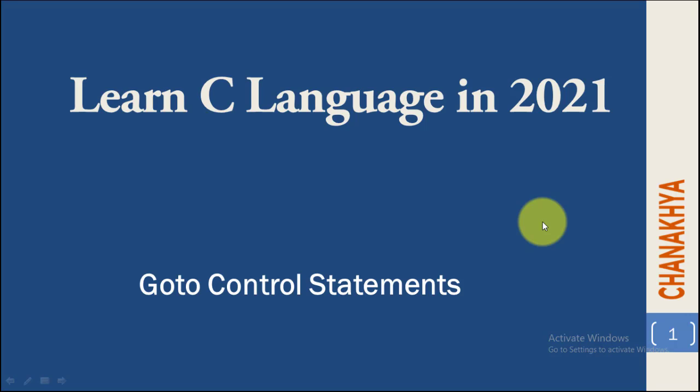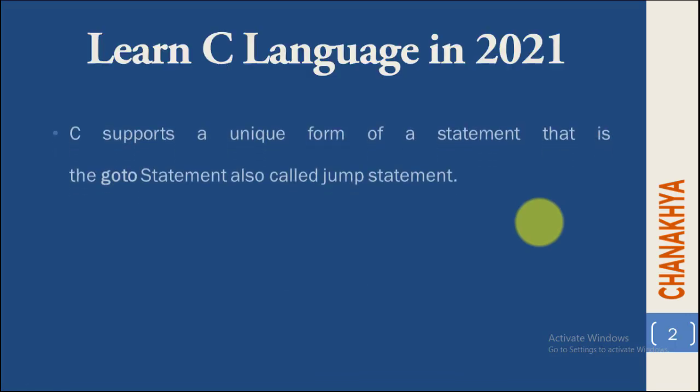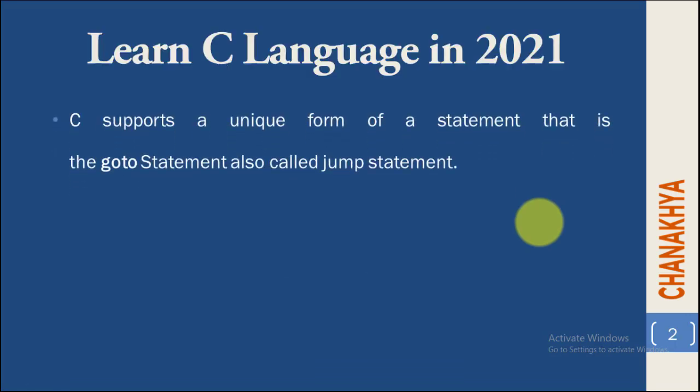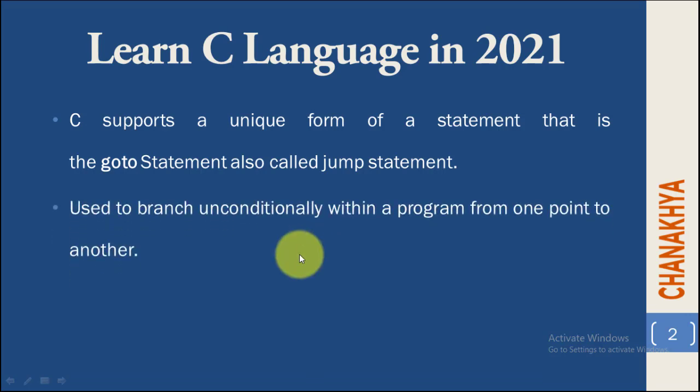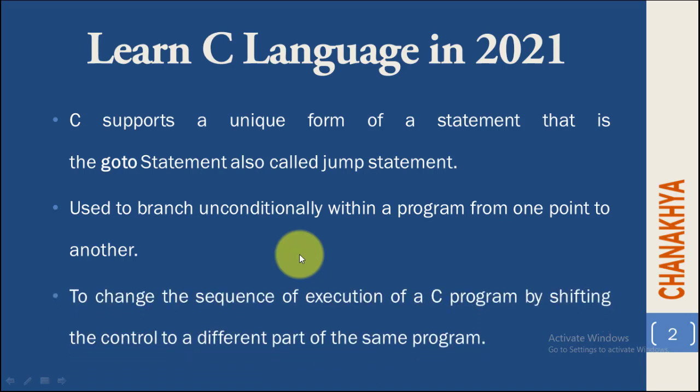So what exactly is the goto control statement? First we have to understand that C supports a unique form of statement, the goto statement, also called the jump statement, because it is used to jump the sequence of the program from one point to another within a program. It is used to branch unconditionally within a program, to change the sequence of execution of a C program by shifting the control to a different part of the same program.